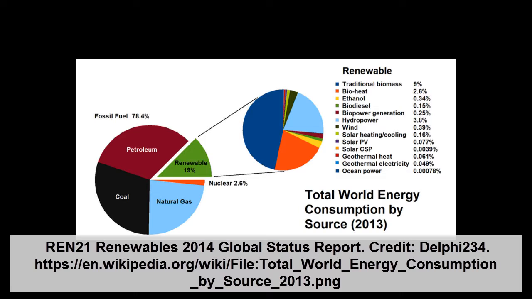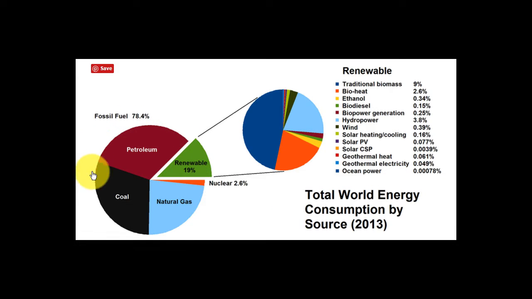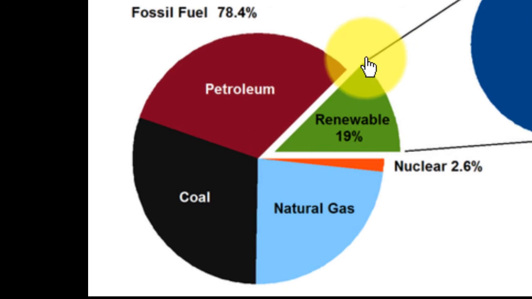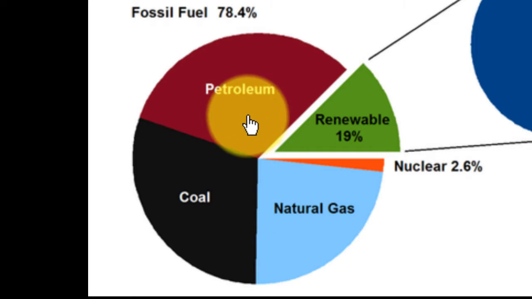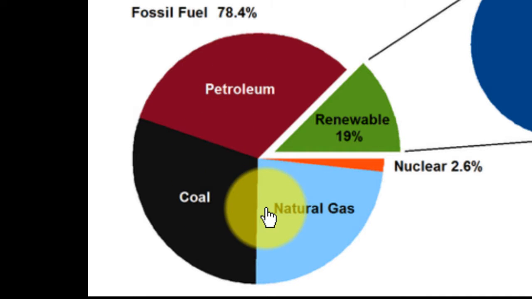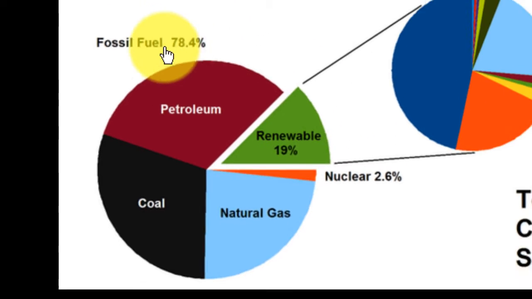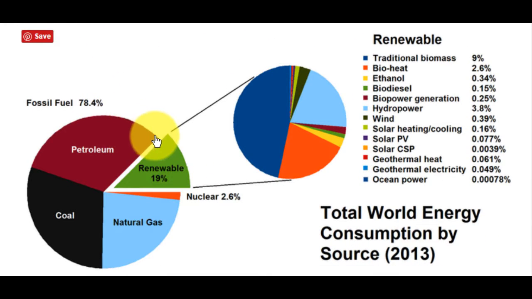This chart from the 2014 Global Status Report gives us an idea of fossil fuels in the context of renewable energy, which sits over there. We have fossil fuels of 78.4%, which is that segment which is oil, that segment which is coal, and that segment which is natural gas, which is more or less about a third and a third and a third of fossil fuels. So as we can see, it's almost 80%. Now, this segment, the green one, shows renewable energy, which is 19%, and we see nuclear at 2.6%.